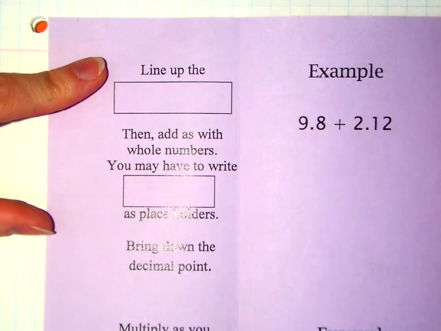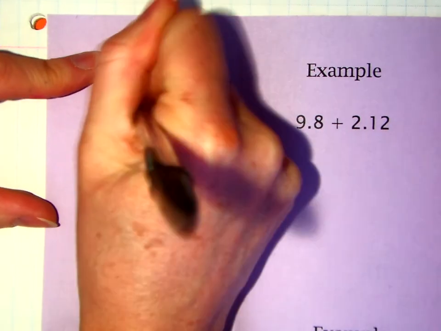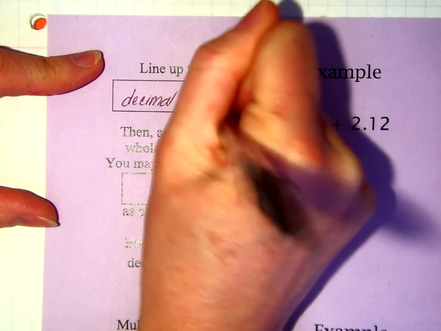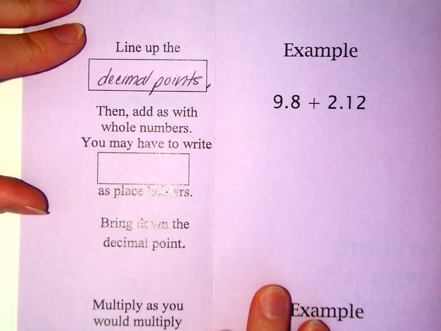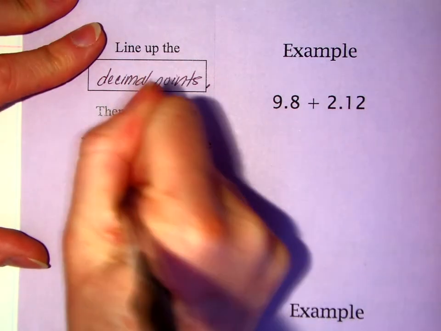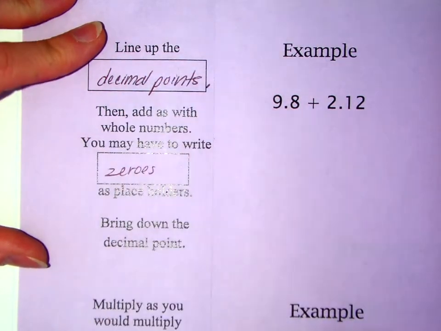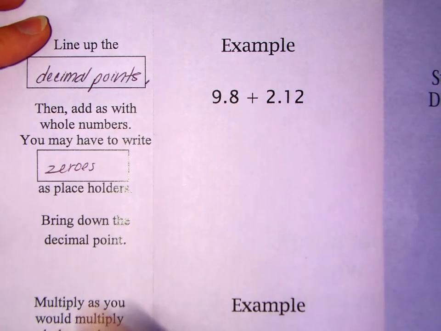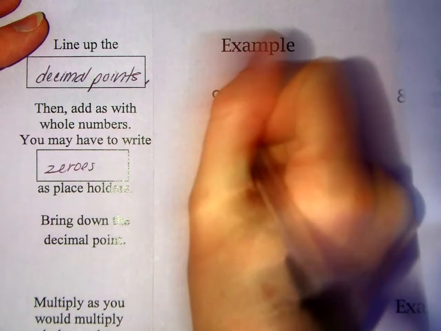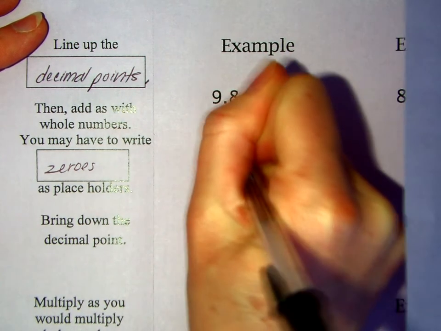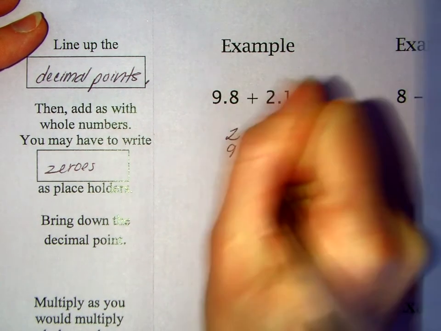First, line up the decimal points. Then, add as with whole numbers. You may have to write zeros as placeholders. Bring down the decimal point. What is that going to look like? I prefer to rewrite the problem. 2 12/100 added to 9 8/10.